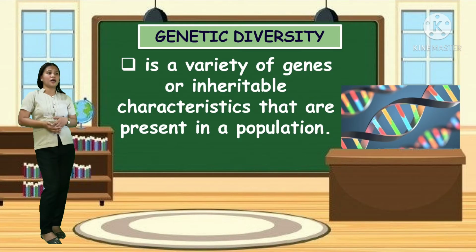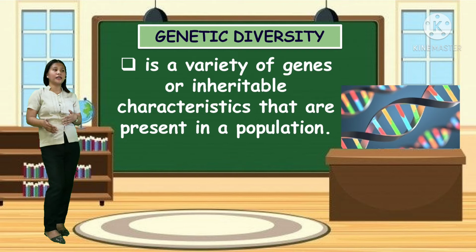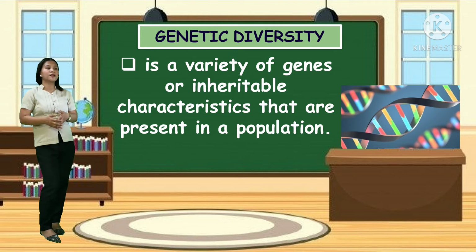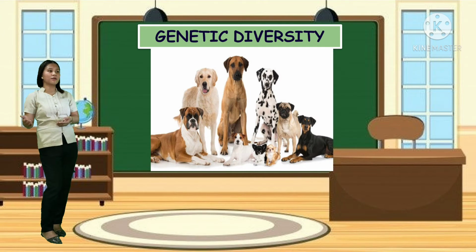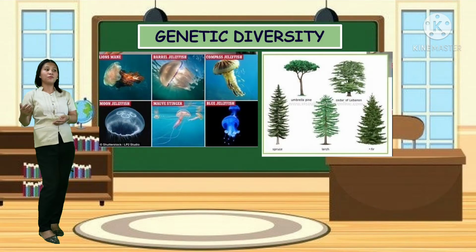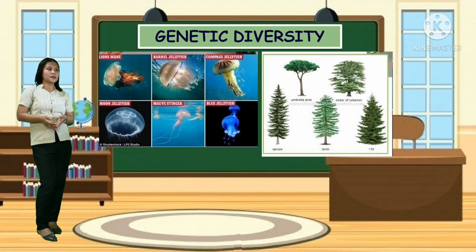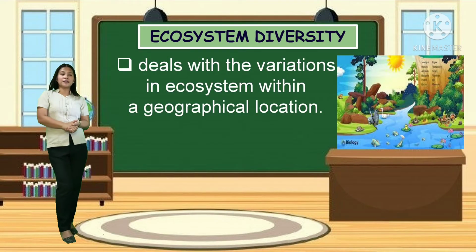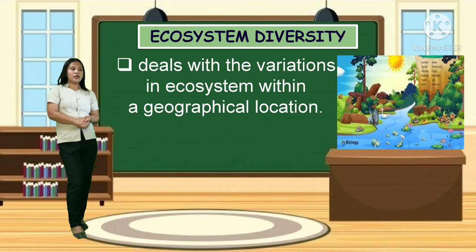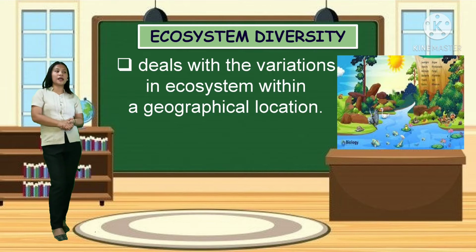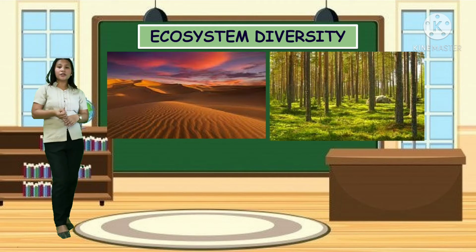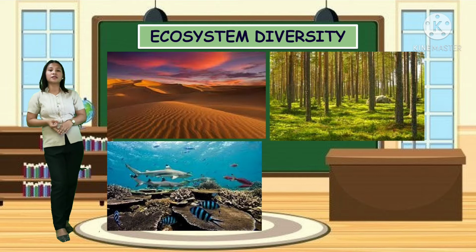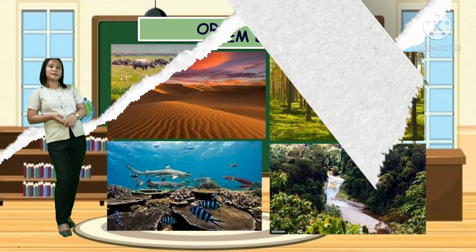Genetic diversity is the variety of genes or inheritable characteristics that are present in a population. All dogs belong to the same species, yet have varied traits. Same with jellyfish and bees. The third level is ecosystem diversity. It deals with variations in ecosystems within geographical locations. This includes deserts, forests, marine ecosystems, and rainforests.